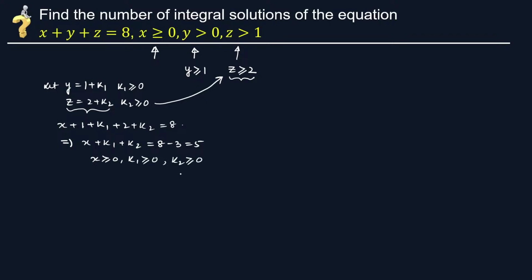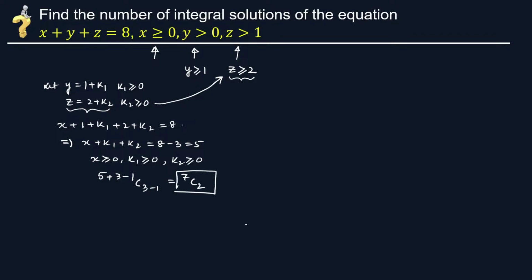And now we are free to use the partition method or Beggar method. In this case, what will be the partition method formula we are using? It is n plus r minus 1 C r minus 1, where r is the number of variables. Here the number of variables is 3. So 3 minus 1, C3 minus 1, that gives us 7C2.